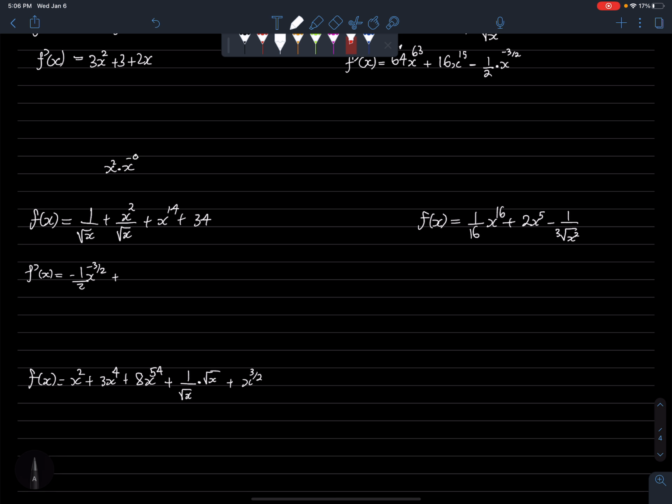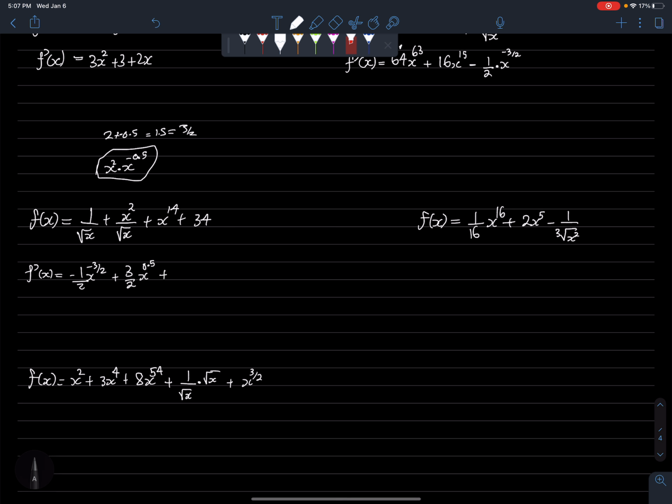Plus, okay, so this one, basically what we have is x squared times x to the negative 0.5. And what is it when two exponents are multiplied? You can just add them, right? So it's going to be 2 plus negative 0.5, which will give you 1.5, which is equal to 3 over 2. So it's going to be x to the 3 over 2. That's going to be the actual function. So then you have 3 over 2 times x to the 3 over 2 minus 1, which will give you 1 over 2, which is just 0.5, or otherwise root x.